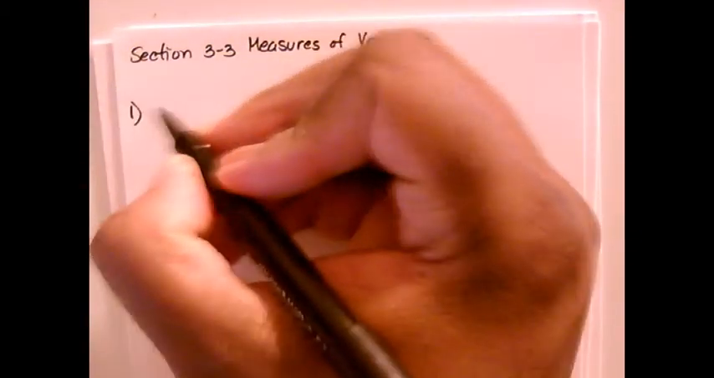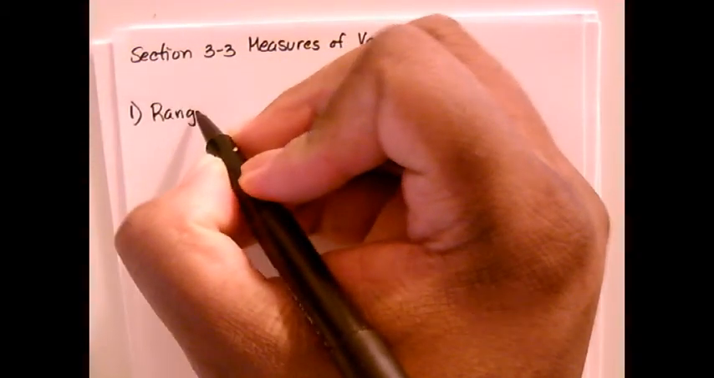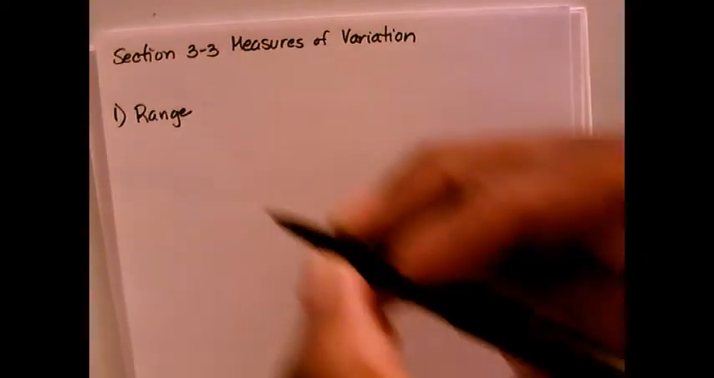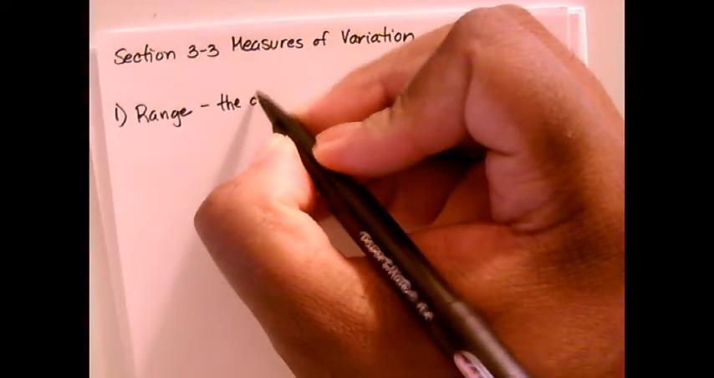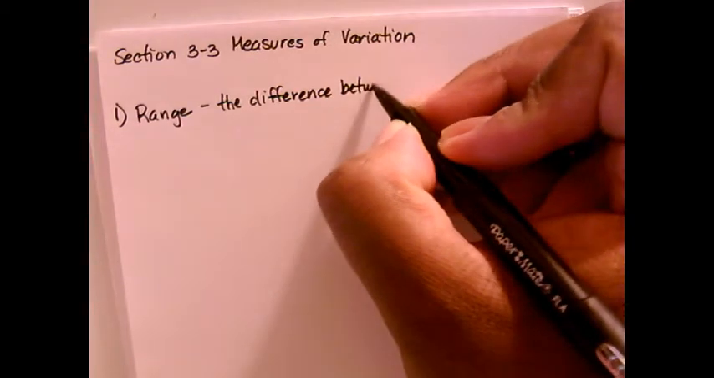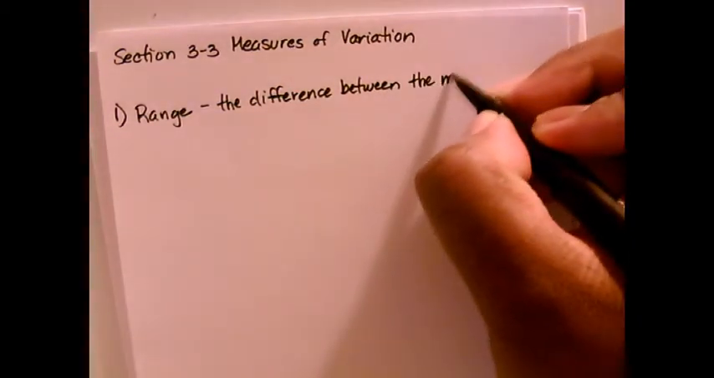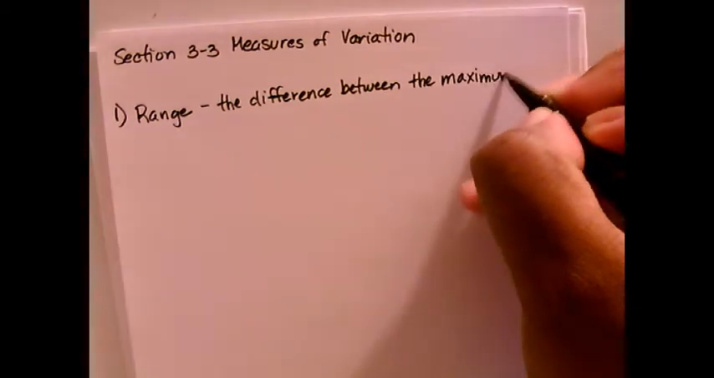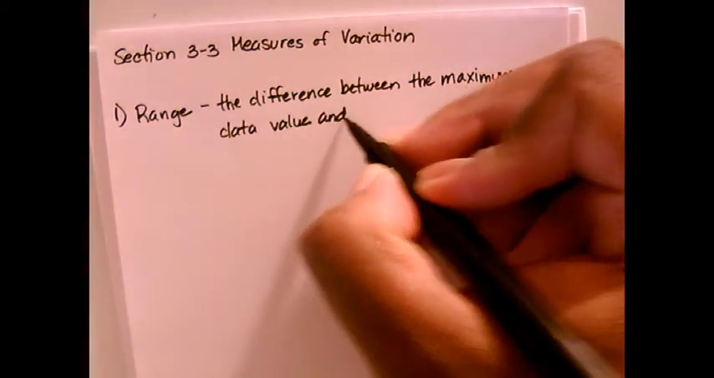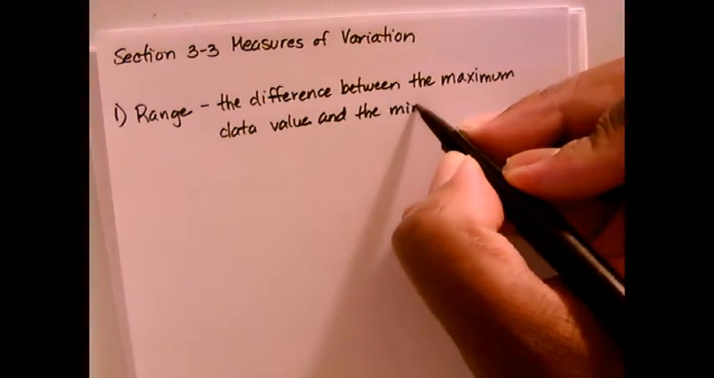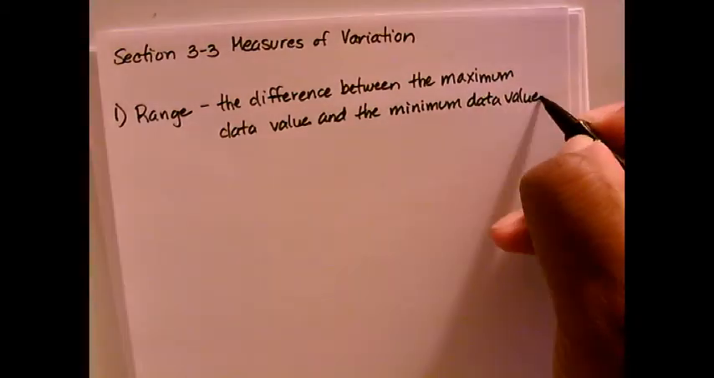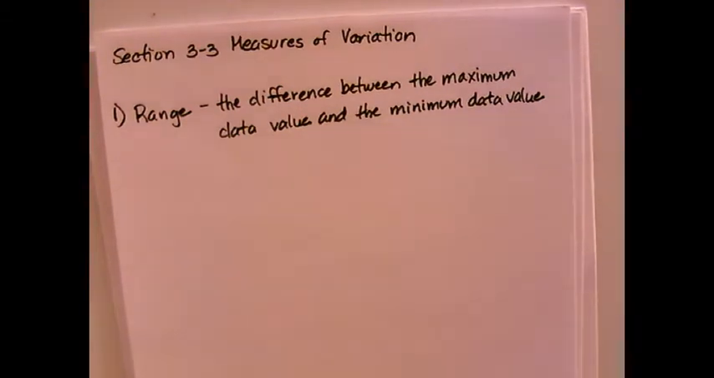One of them is the range. This is going to be the easiest one to find, because the range, by definition, is the difference between the maximum data value and the minimum data value. Okay, so that's the definition of what a range is.